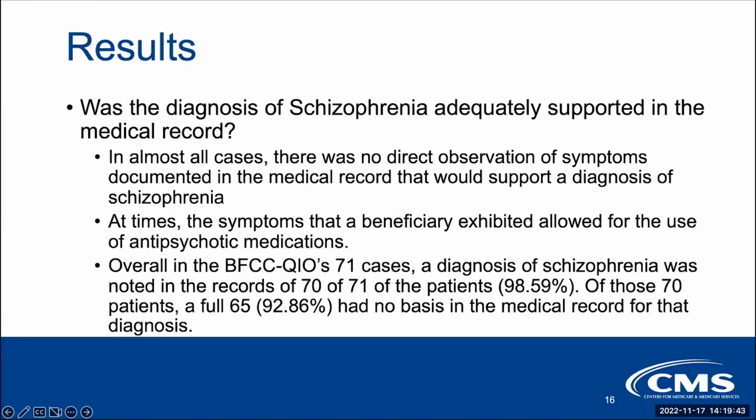Overall, in the BFCC QIOs' 71 cases, a diagnosis of schizophrenia was noted in the records of 70 of 71 patients. That's 70 out of 71. So our method was very valid in identifying people who had a diagnosis of schizophrenia in their MDS. Why there is a discrepancy of one, I'm not exactly sure, but there is human error involved in entry, as well as records that were updated over time.